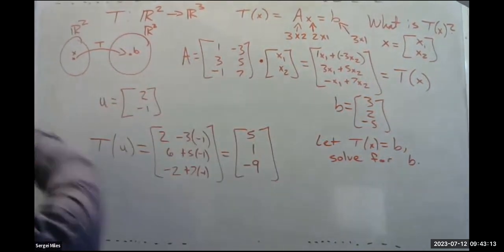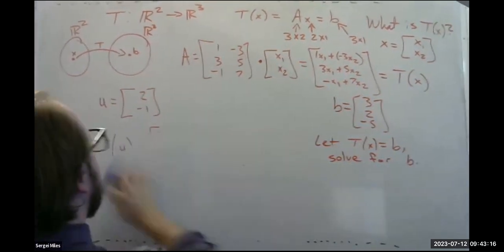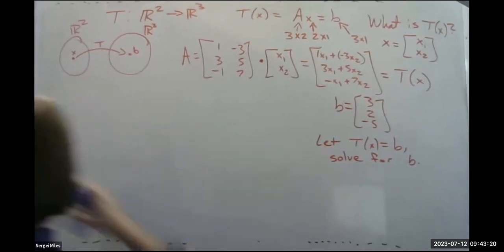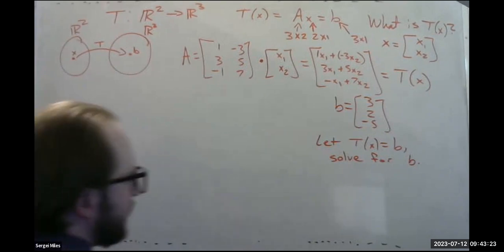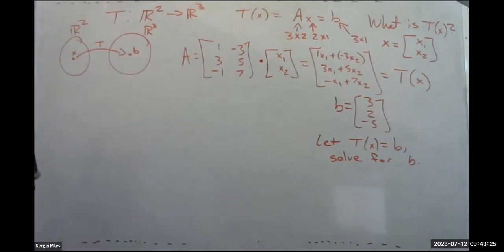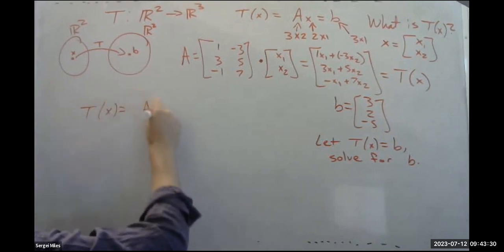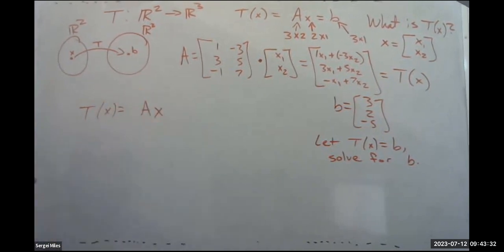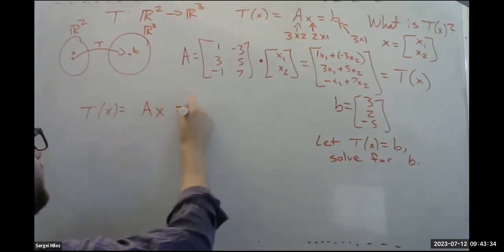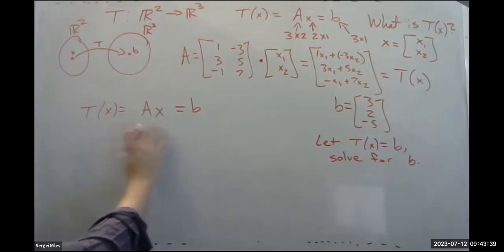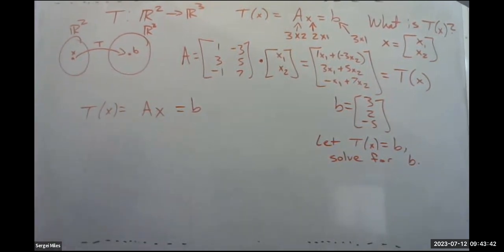Okay, well, how would we do this? Well, we're going to solve this the exact same way we've been solving matrix equations. What is T of x? T of x equals the matrix A times x. That's how we transform x. We're setting it equal to b. In other words, we're just trying to solve this matrix equation, which we can do with an augmented matrix.